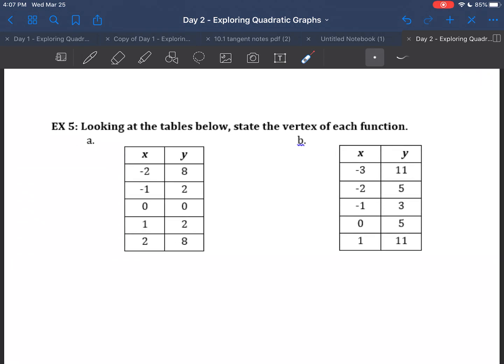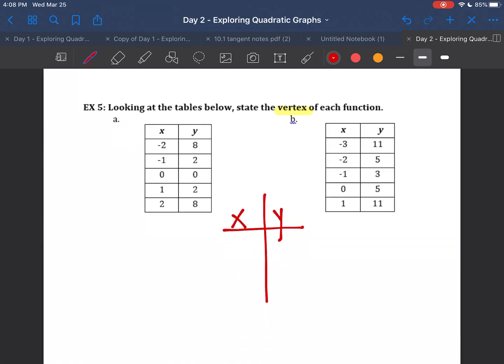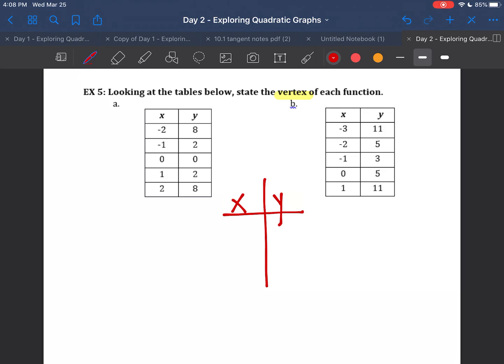All right, for the next couple examples, we are going to focus on vertex. Looking at the tables below, state the vertex. I just want to remind you, remember when we made our tables yesterday? If we were to make our own XY table, we would put the vertex here in the middle of our table, and then put 2 numbers below it and 2 numbers above it. So I would maybe have -2, -1, and then 1 and 2.